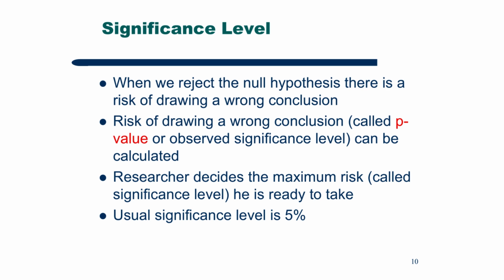The slide, titled Significance Level, explains the concept of significance level in hypothesis testing. It covers 4 key points. When the null hypothesis is rejected, there is always a risk of making a wrong conclusion. This risk, called the p-value or observed significance level, can be calculated. The researcher determines the maximum risk they are willing to accept, known as the significance level. A commonly used significance level is 5%.